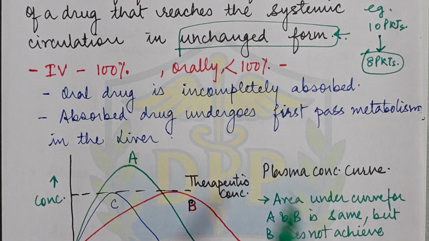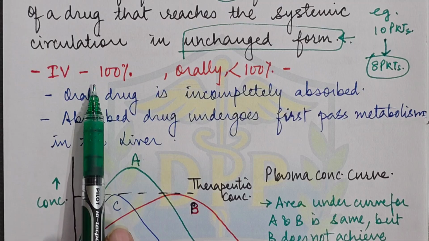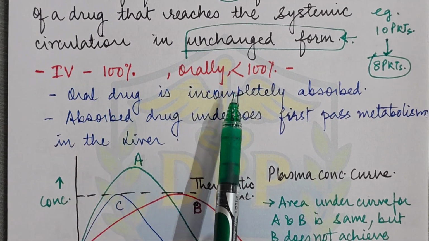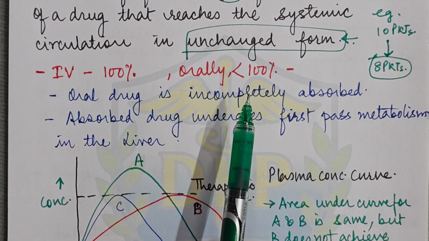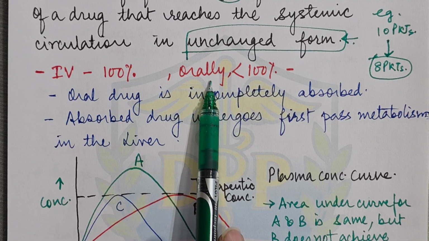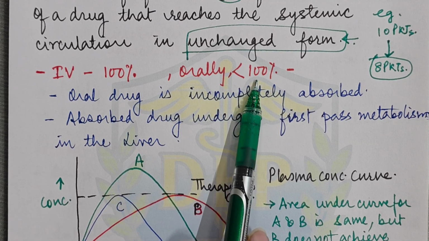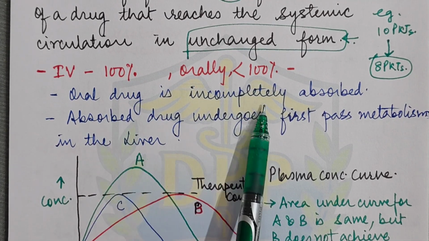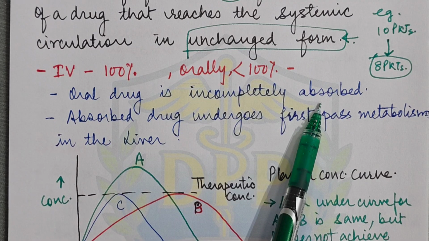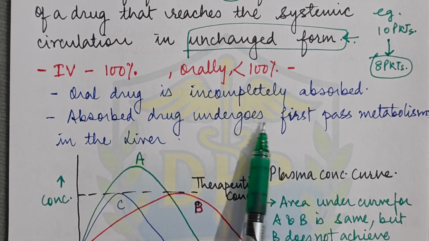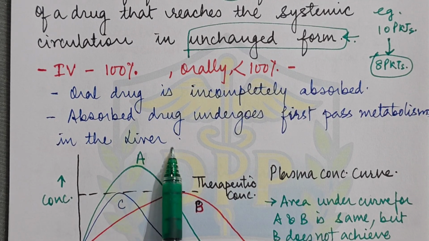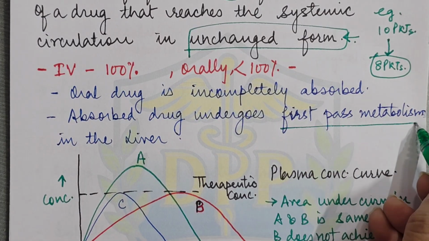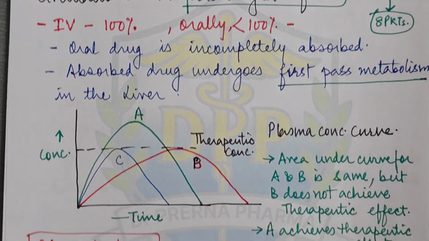Now understand that when a drug is given by IV route, the bioavailability becomes 100% because you're actually putting the drug into the blood circulation. While orally or by any other route, the bioavailability is always less than 100%. Now oral drug, why does it happen? Because oral drug is always incompletely absorbed. And secondly, the absorbed drug undergoes first pass metabolism in the liver. So we will understand what is first pass metabolism when we study about metabolism, right?